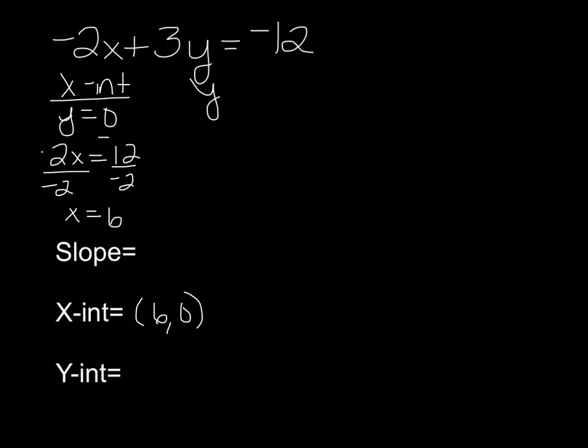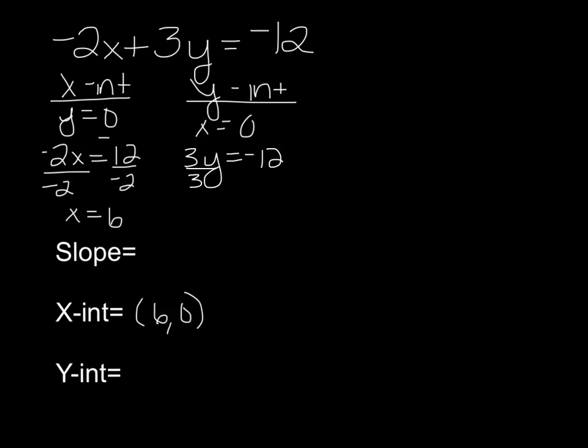All right, your y-intercept then means that your x is going to equal 0, which means this part right here cancels out. So that means we have 3y equals negative 12. Divide by 3. Y is negative 4. So our y-intercept then down here, 0, negative 4.